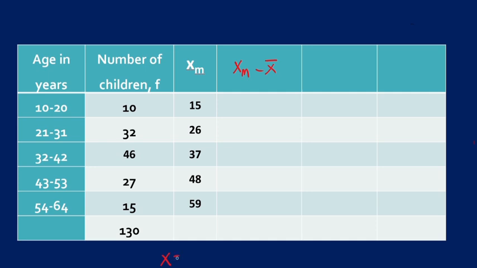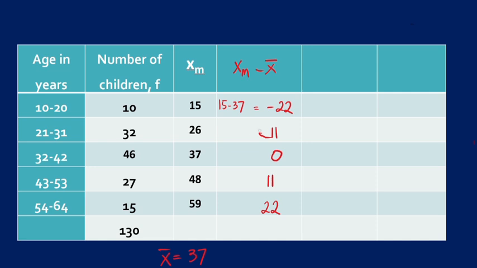If you remember, our bar x is equal to 37. So 15 minus 37. I'm going to write the first one here as your guide. 15 minus 37 is equal to negative 22. 26 minus 37 is negative 11. And then we have 37 minus 37 is 0. 48 minus 37 is 11. 59 minus 37 is 22.